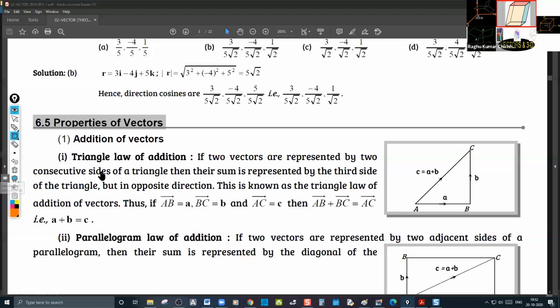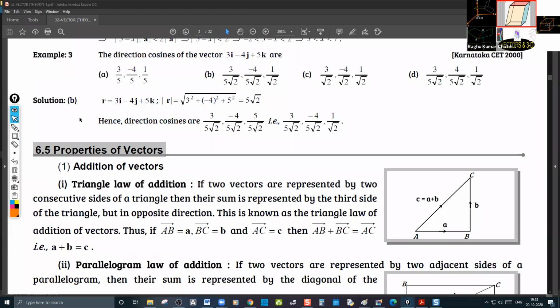Yesterday I discussed this. We finished that previous problem there. We have got the DCs of this vector. How to find the DCs? Dividing throughout with root over x square plus y square plus z square.